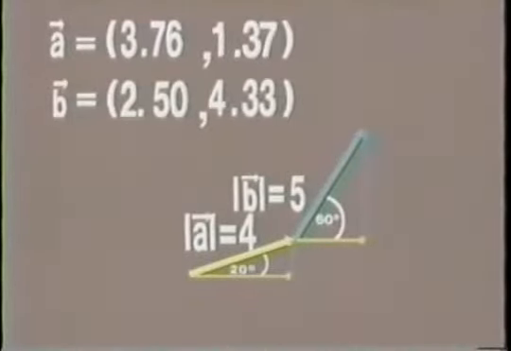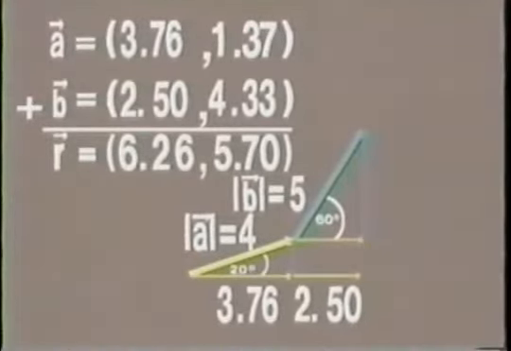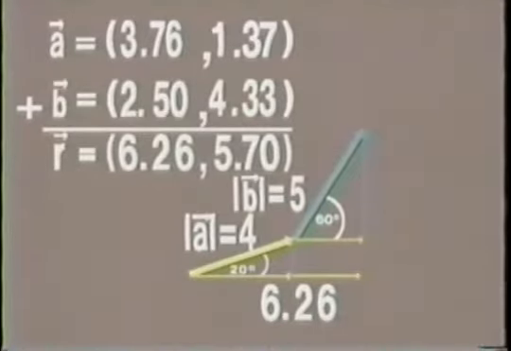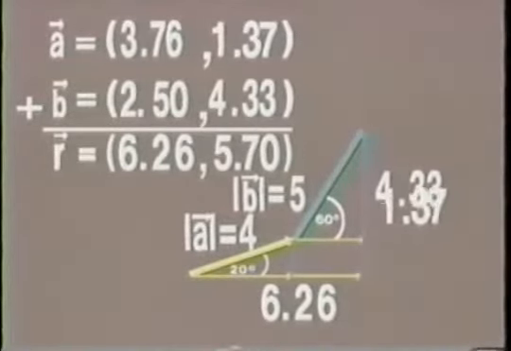Looking at the diagram, we can see what we're actually doing when we add the components of A and B to get the resultant's ordered pair. The horizontal components of both vectors, placed end to end and added together, equal the horizontal component of the resultant. And here, both vertical components placed end to end give us the vertical component of the resultant.